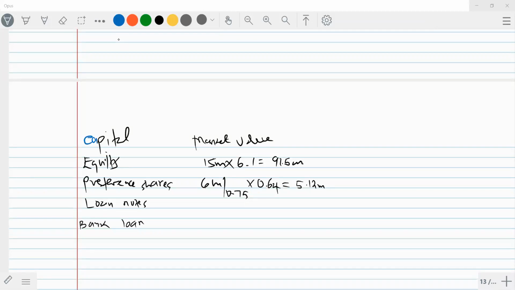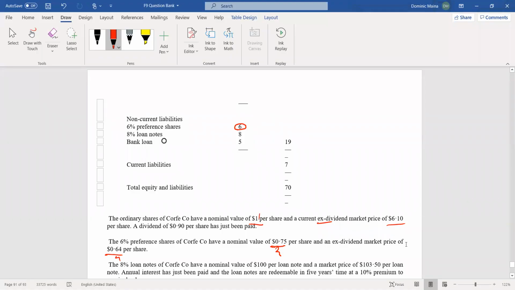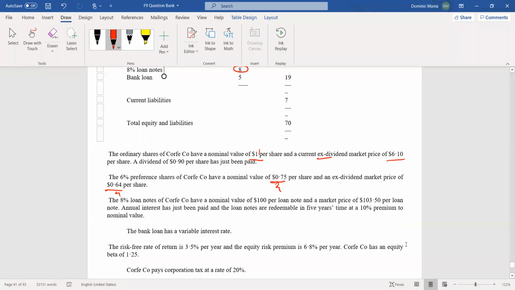Next, we get the market value of the notes. Back to our question: the company has 8% notes, and we are told the notes have a nominal value of 100. Market value is 103.5. So it will be equal to 8 million divided by 100 times 103.5.